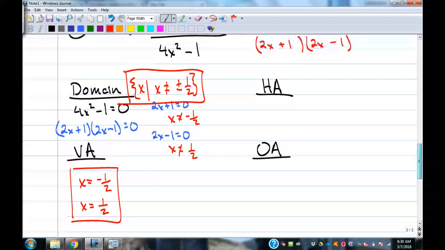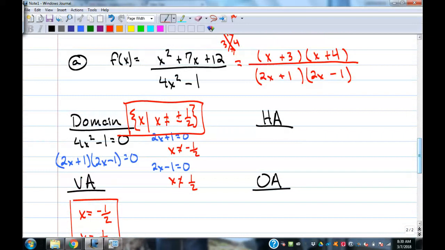Okay. Now, since nothing canceled, I can look at my rules from the original problem. Does this have a horizontal asymptote or an oblique asymptote? Why? Degrees are the same, 2 and 2, right? Say it again, Christian. Absolutely. It'd be 1 over 4. Since the degrees are the same, the rule is it's the ratio of the leading coefficients. There's a 1 in front of x squared. There's a 4 in front of x squared. So it's y equals 1 over 4.